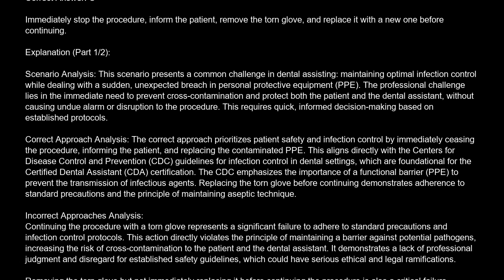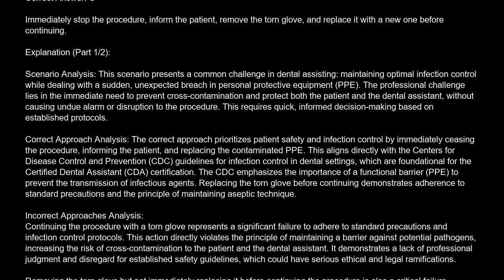sudden, unexpected breach in personal protective equipment, PPE. The professional challenge lies in the immediate need to prevent cross-contamination and protect both the patient and the dental assistant, without causing undue alarm or disruption to the procedure. This requires quick, informed decision-making based on established protocols.